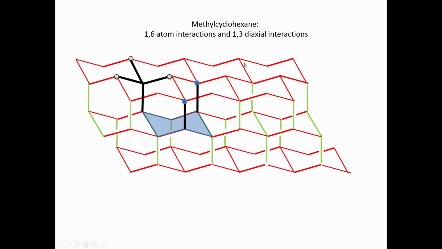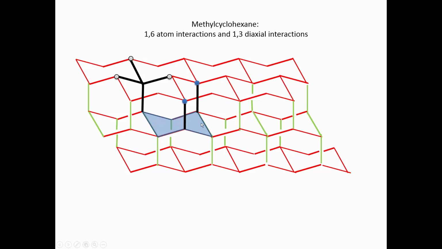Yes, I wanted to briefly describe how to use the diamond lattice to calculate energies for substituted cyclohexanes, looking at 1,6 interactions. Secondly, I also want to show how one should be very careful to look at 1,3-diaxial interactions. So here's an example. I'll put on the diamond lattice of cyclohexane.